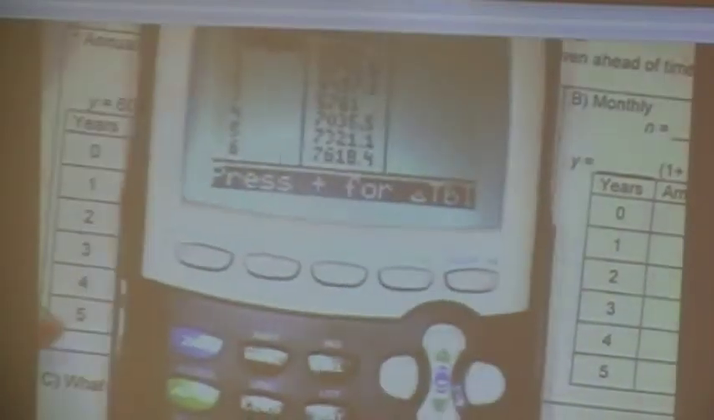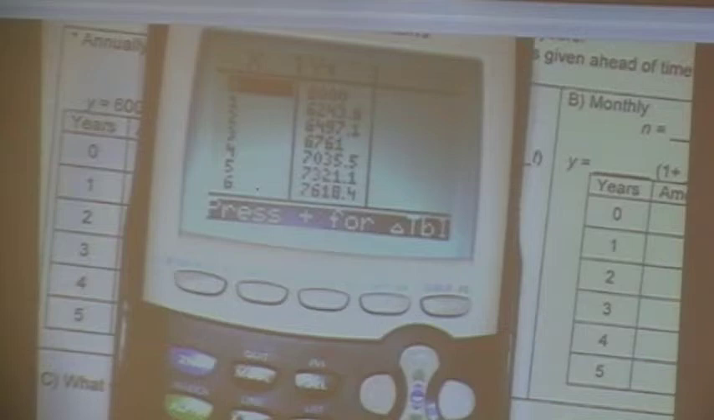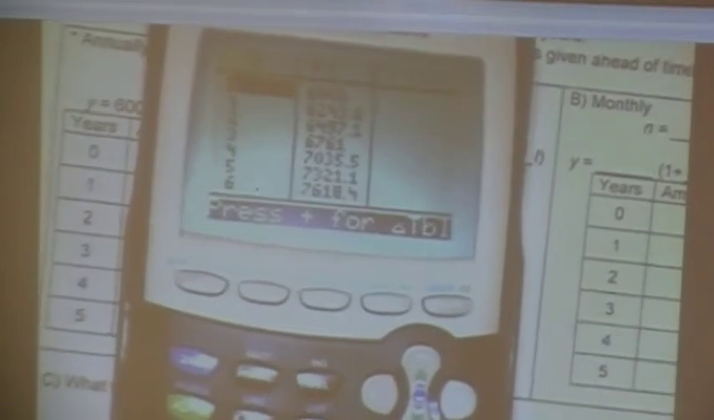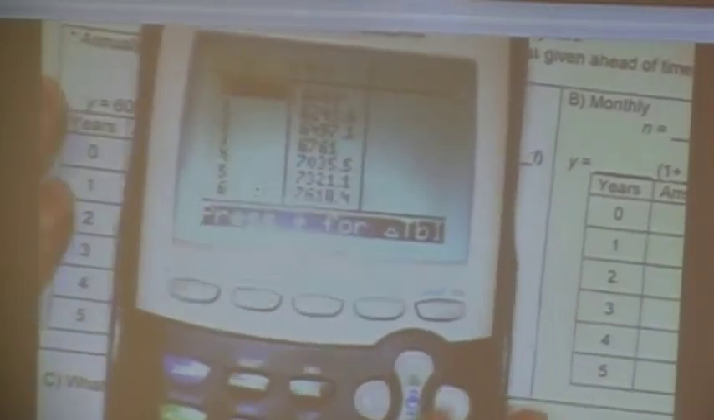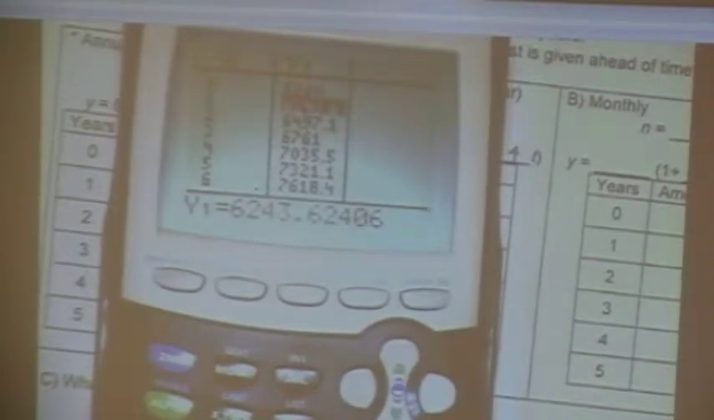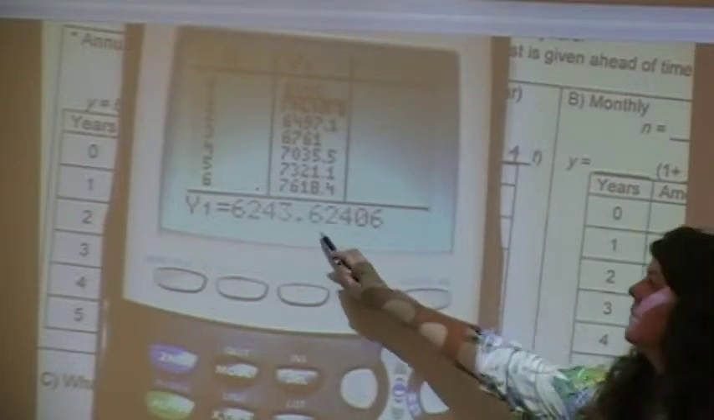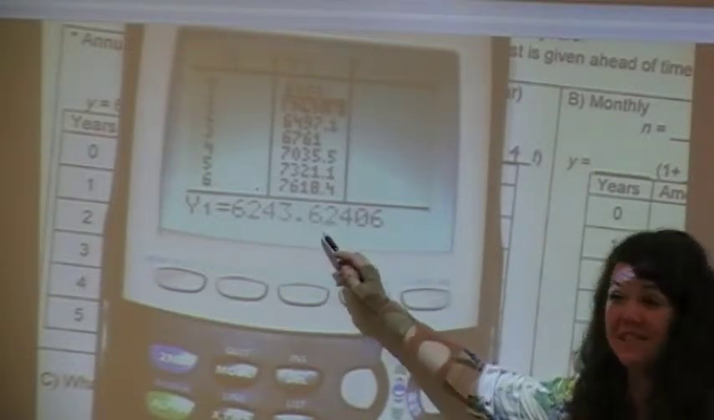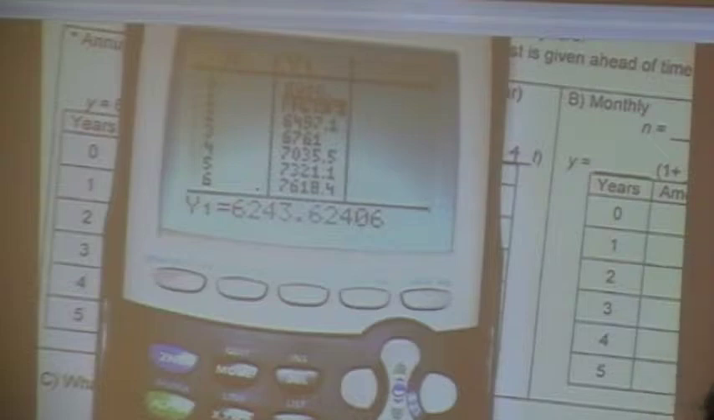Now, your table cuts off because the table is only so wide, so I can't see all the decimal places. But I don't know if you knew this, if you go over and highlight it, the actual decimal places are down here at the bottom. Because this is money, I need 2 decimal places. So it's 62 cents.